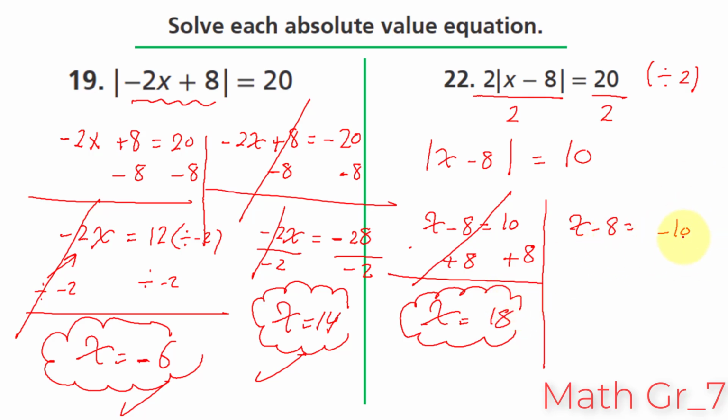x minus 8 equals negative 10. In the same way, we have minus 8. The inverse is plus 8 to both sides. Cancel. We get x is equal to negative 10 plus 8. What is that? When we add two numbers, one negative and the other positive, just cancel the signs and find the difference between the two numbers. 10 minus 8 equals 2. And this 2 takes the sign of the larger one. The larger one is 10. Its sign is negative.